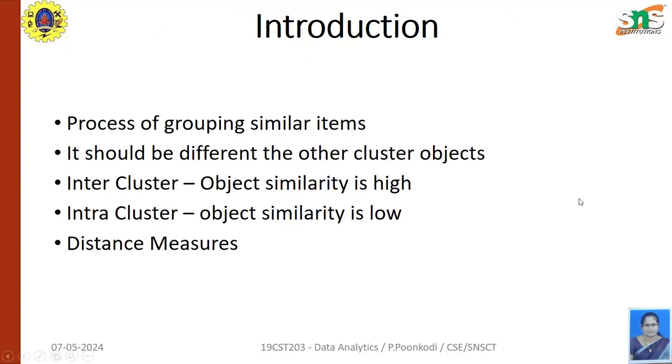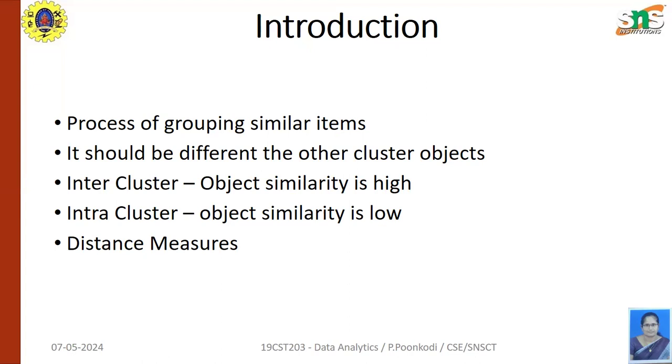Clustering is a process of grouping similar items. For example, if there is a bag containing dog and cat images, you need to categorize the dog and cat images separately. While grouping, we put the dog images together in one cluster, and another cluster may contain the cat images. Each object in a cluster should be different from the objects in the other cluster.